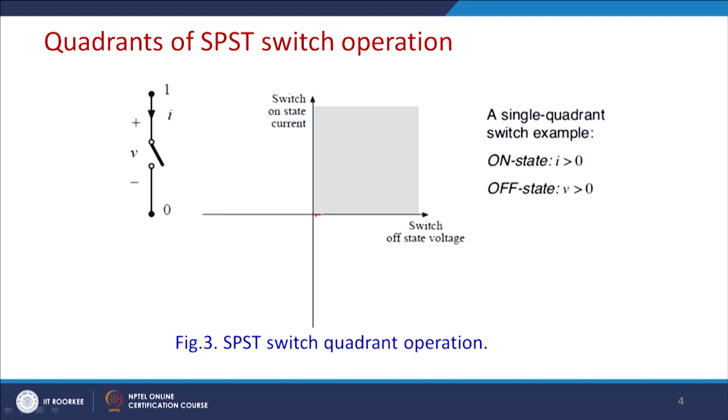So based on the quadrant of operation, we can put different kinds of switch. A simple single pole single throw switch has an on state and an off state, as shown here. So this is its blocking potential. This axis stands for V and this axis stands for I. So it can block this much potential, and in the on state current can flow in this direction. So in this zone it can conduct and in this zone it can block. This is called single quadrant operation of the switches.